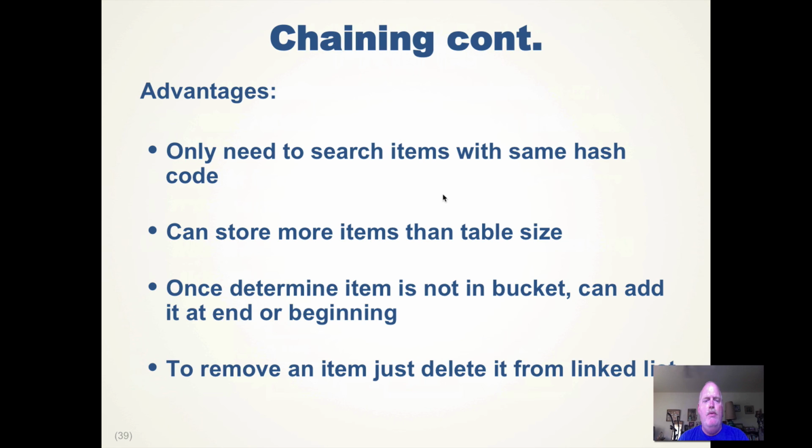It's nice. Once you determine the item is not in a bucket, you can then add it to the linked list. So you just traverse the linked list, and if it's not there, you add it. It's very easy. To remove an item, there are no issues with dummy values and stuff. You just delete it from the linked list. It's quite simple. It is a more complicated data structure in that now you've got a table and linked lists, but once you understand and have used linked lists a lot, it's very easy to implement and use.